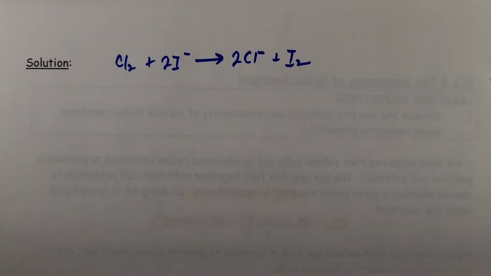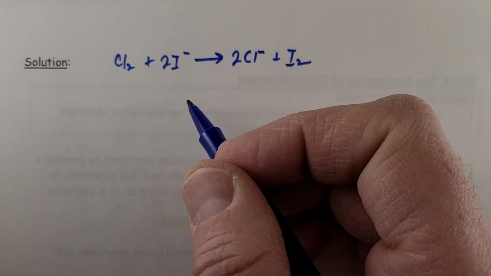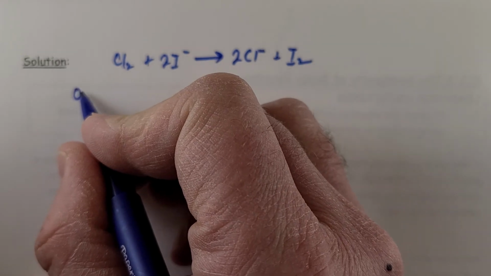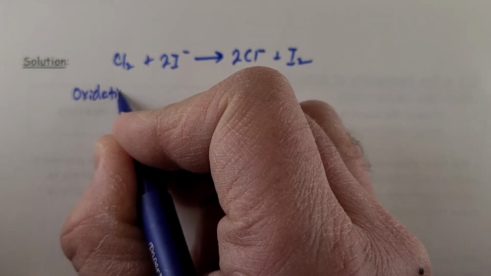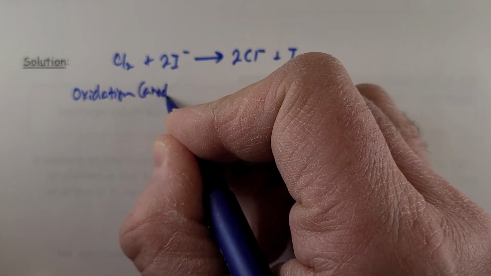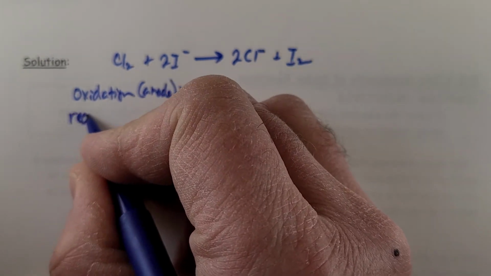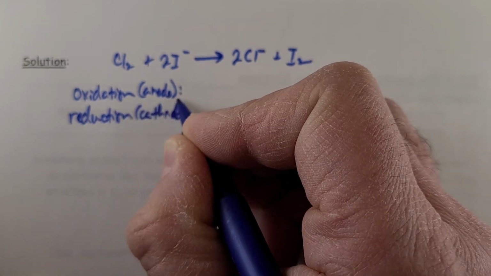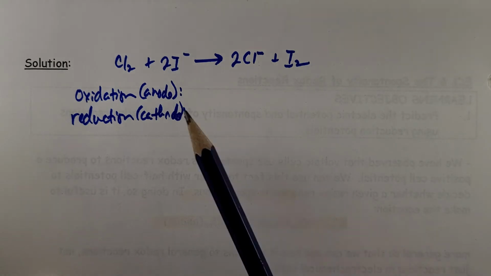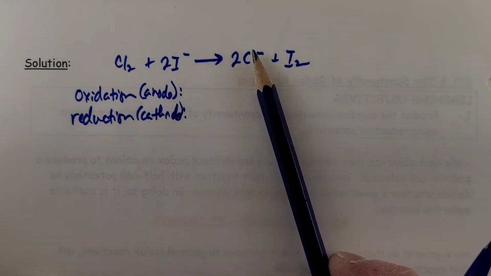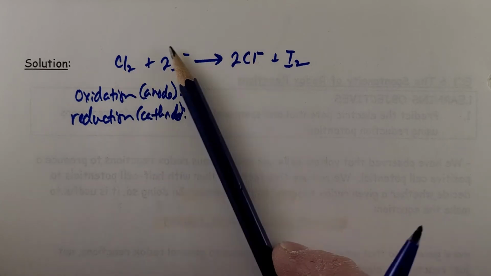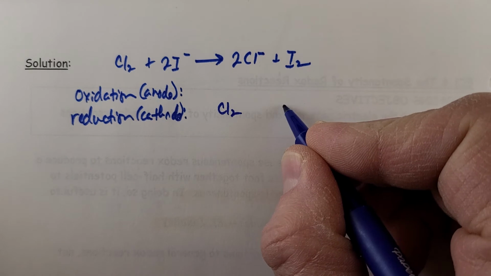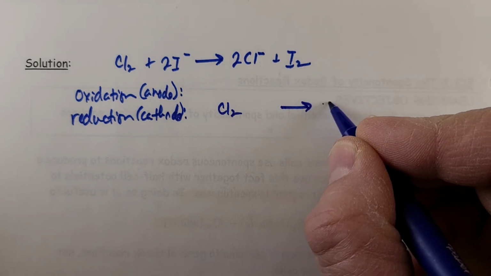All right, so hopefully you had a chance to do that. I took the liberty of writing out the equation here. So let's look at where the oxidation would be. Oxidation, so of course that's where the anode would be. And of course reduction, that's where the cathode would be. Now, so let's take a look. So here we have Cl, neutral, going to Cl minus, so we know that's going to be the reduction part. Cl2 going to Cl minus.